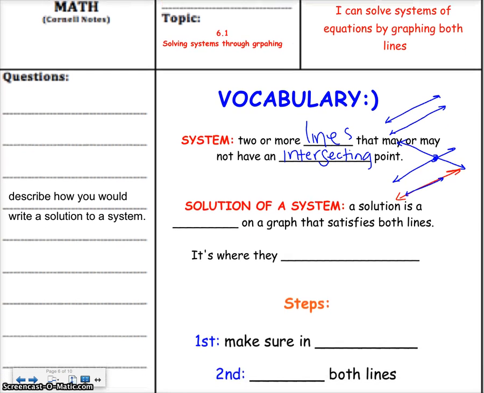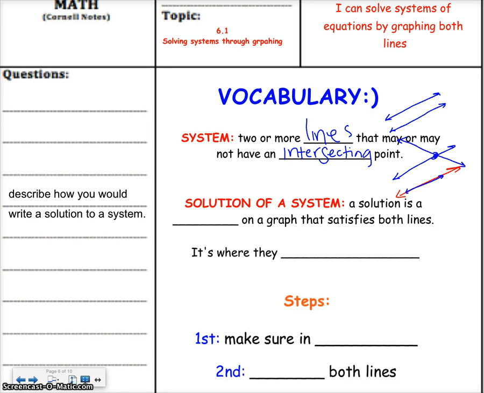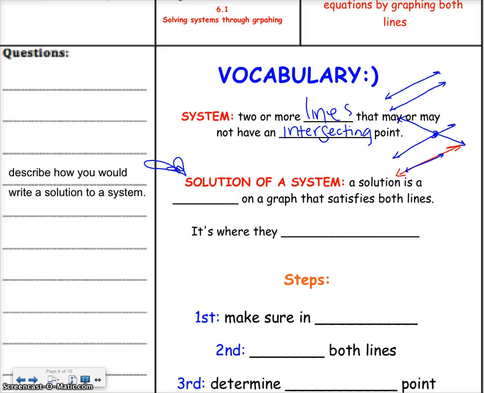What you're going to do with systems knowledge. Now systems just means more than one line. That's what a system means. They might intersect, they might not intersect. What you have to apply with systems is identifying a solution. Now if a system is a representation of one or more lines, a solution tells you about those lines. It tells you where the lines intersect. So a solution is a point on a graph that satisfies both lines. Meaning if it satisfies both lines, it's a part of both lines, so it is an intersecting point.